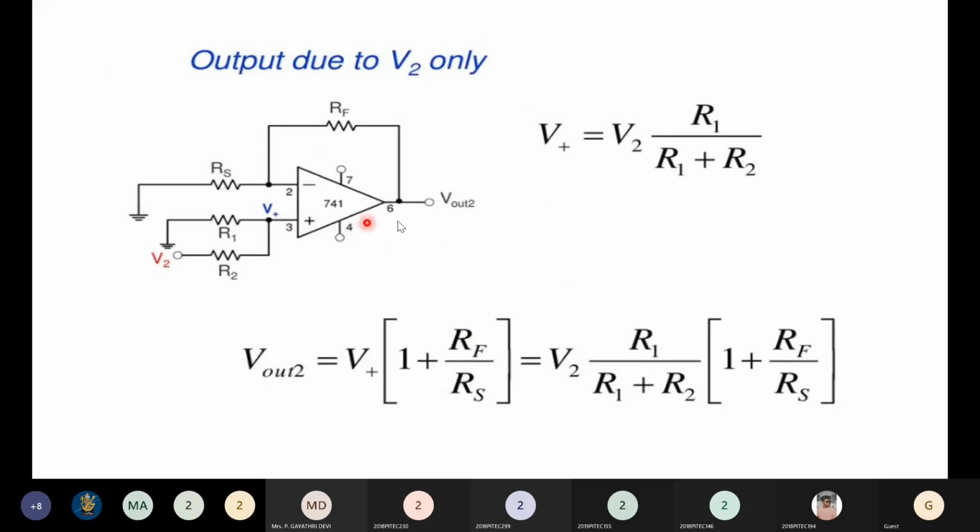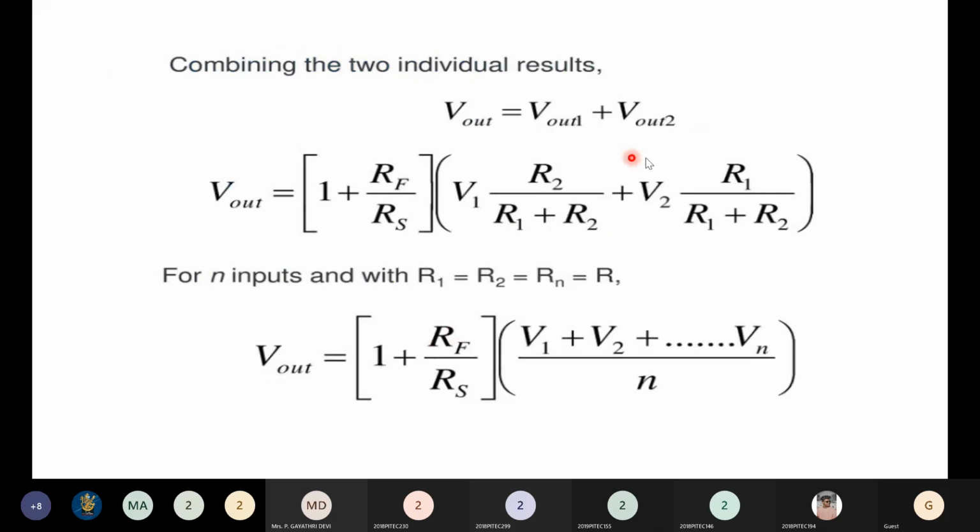See, considering only V2, this is the output. So V out will be equal to V out 1 plus V out 2. Both will be combined, and this is the output. So V out is equal to 1 plus RF by RS times the sum of the inputs. And here again, only if all the resistor values are equal will you get this. If R1, R2 and all the resistors are equal, again I can say the output is some gain times the sum of the inputs. Now this gain is the non-inverting amplifier gain, because this is a non-inverting adder.